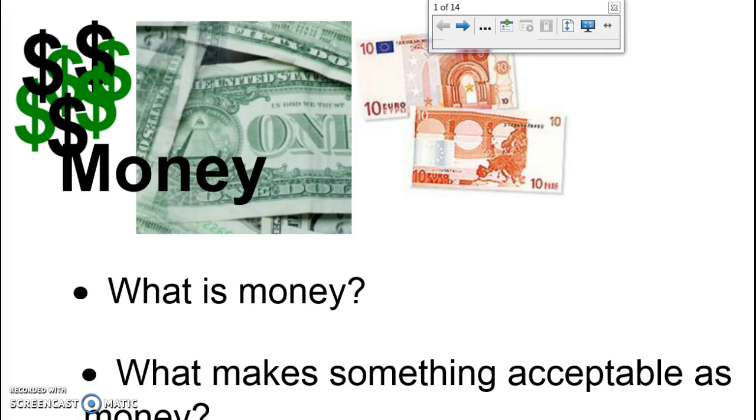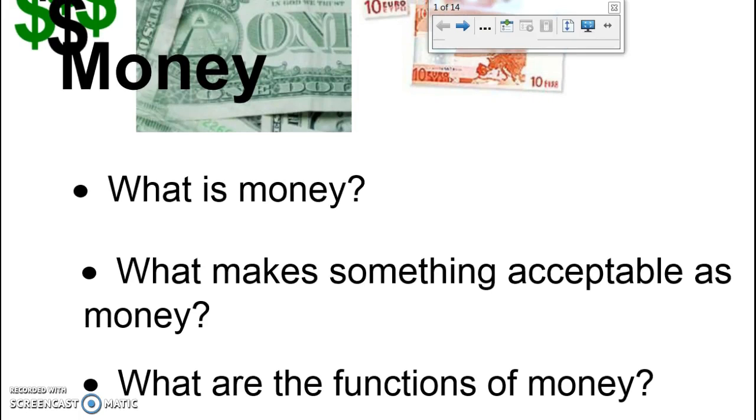So what is money? This is a very complicated question. It sounds really easy because we all know what money is and we see it and we use it. But basically, it's just anything that's a representation of value that can be exchanged for goods and services.